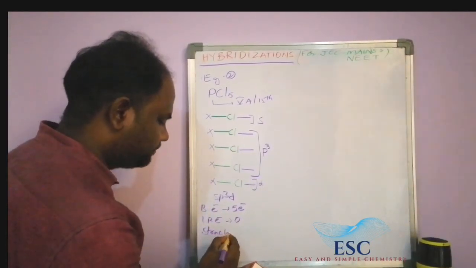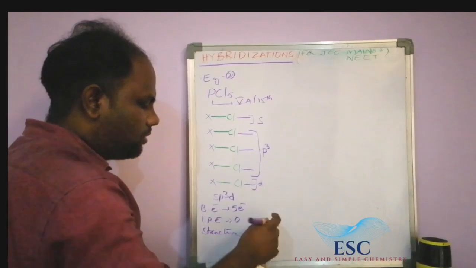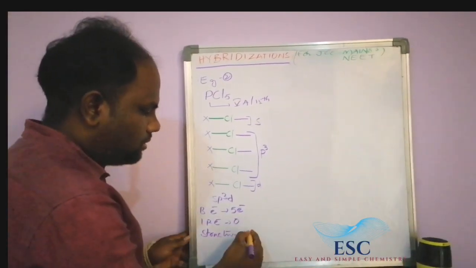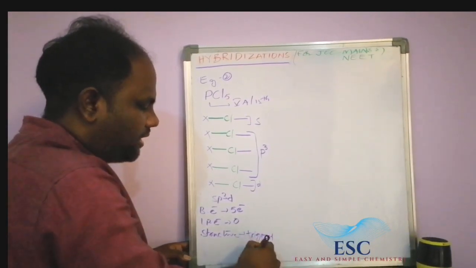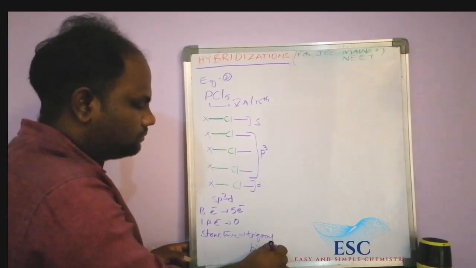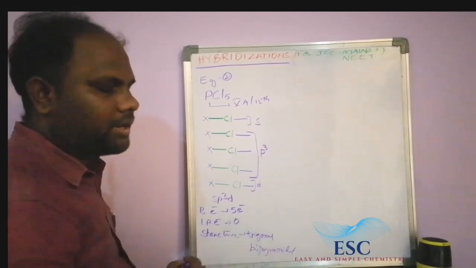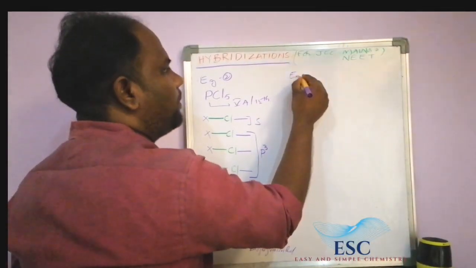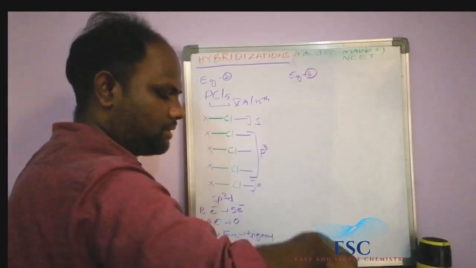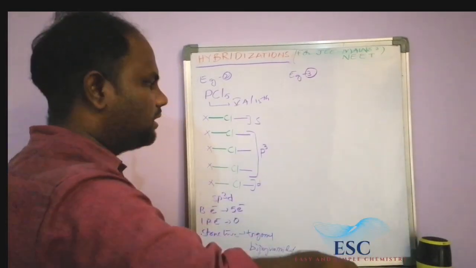Structure: trigonal bipyramidal. Trigonal bipyramidal structure. Then going to example number 3. Okay, example number 3. Right.